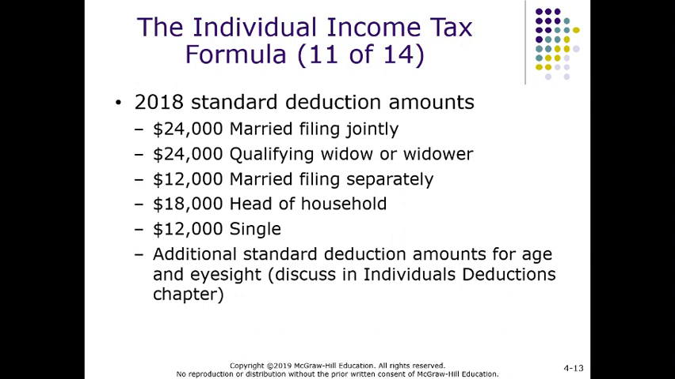So here are your standard deduction amounts. Note here that married filing separately and single are exactly half of married filing jointly and qualifying widow or widower. And then you have that middle ground for head of household, which again, qualifying widow or widower and head of household have different meanings in order to qualify. There's also additional standard deductions for certain people of certain ages and certain eyesight.